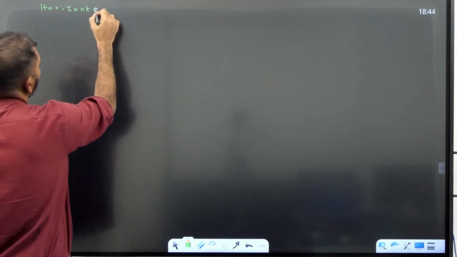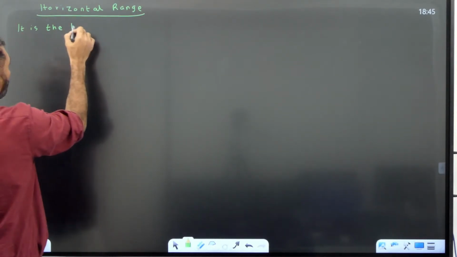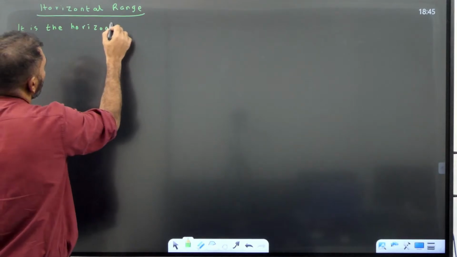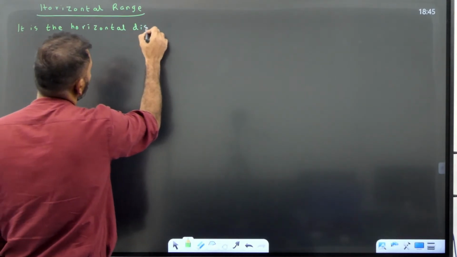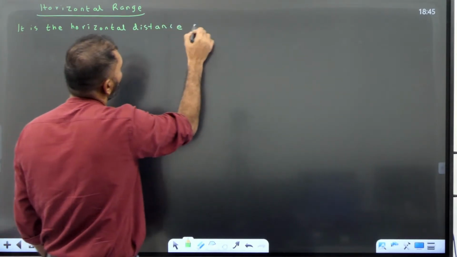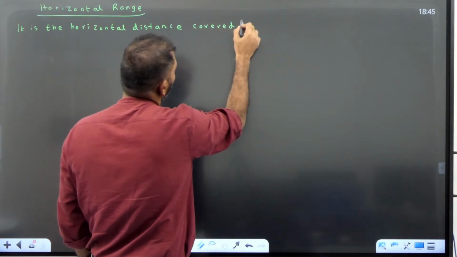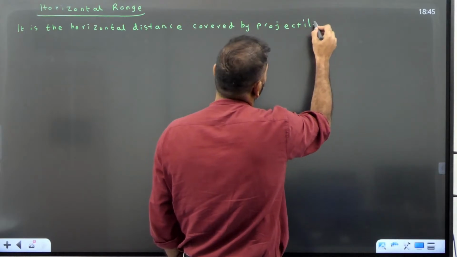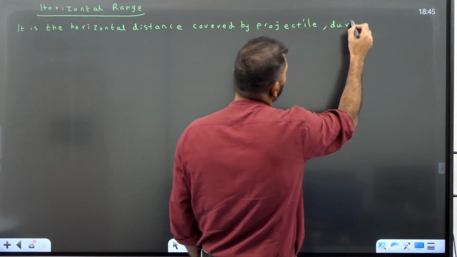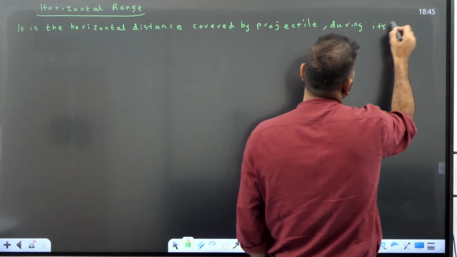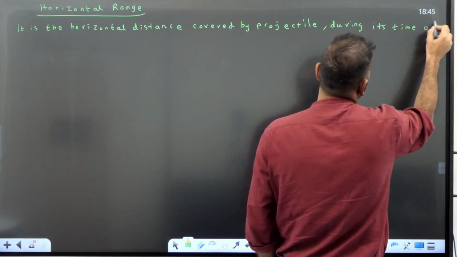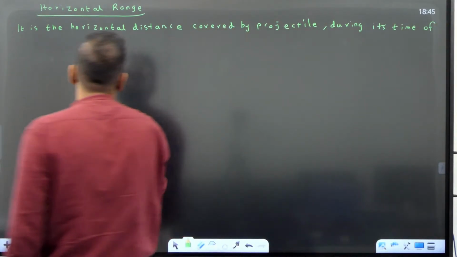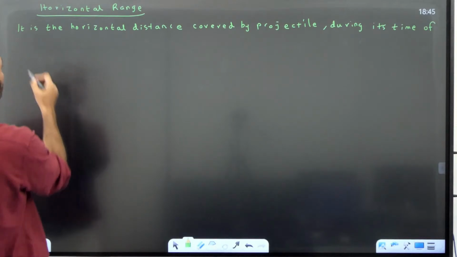What is horizontal range? It is the horizontal distance covered by the projectile during its time of flight.